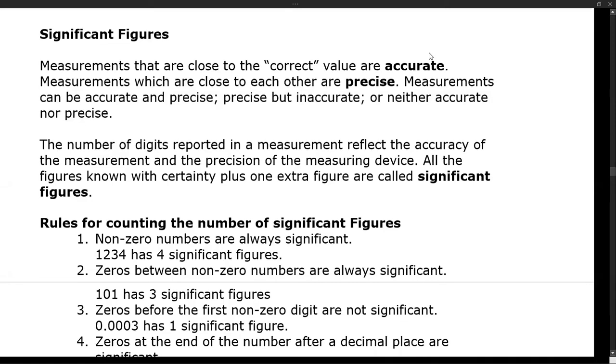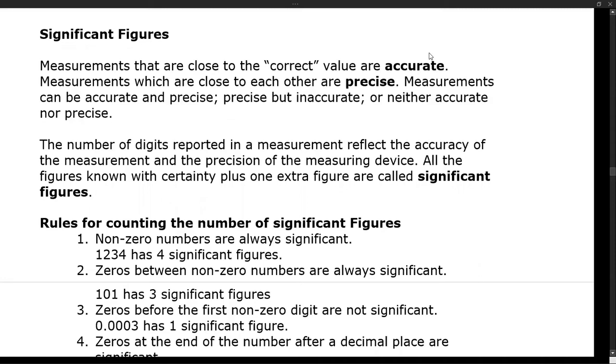As a result, we tend to report numbers to reflect the accuracy of the measurement and the precision of the measuring device. And so there's a number of figures you'll know for sure, plus one extra figure, and those are referred to as the significant figures. If it's a digital readout like a balance, you're just going to report all the numbers that are there. That last digit's your estimated digit, and you could look at what the error is in the manual.